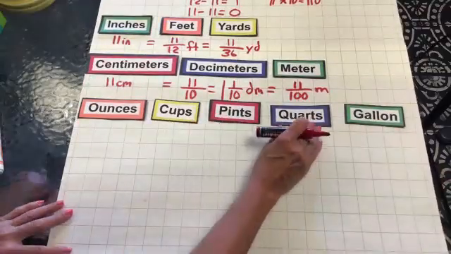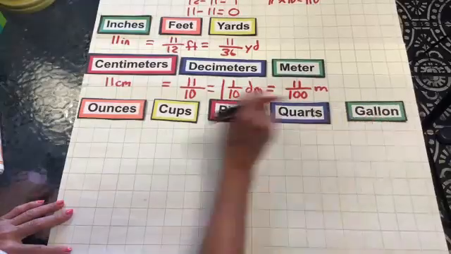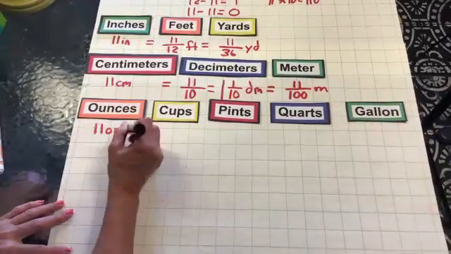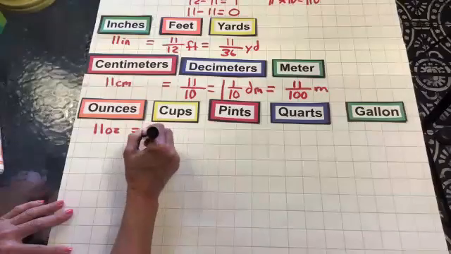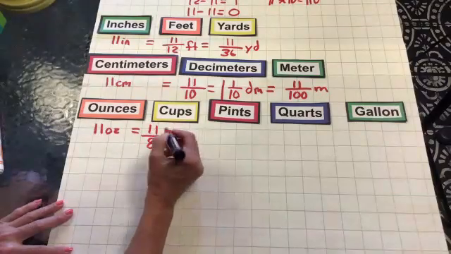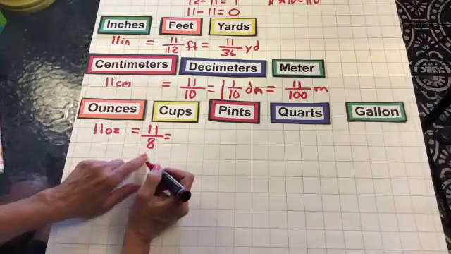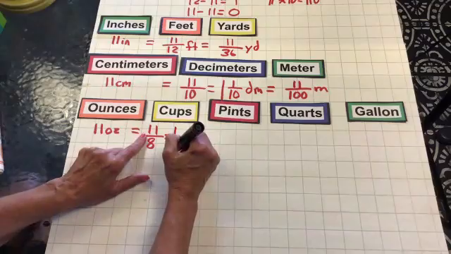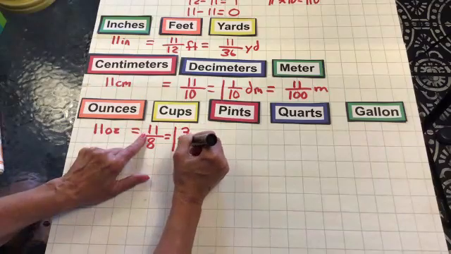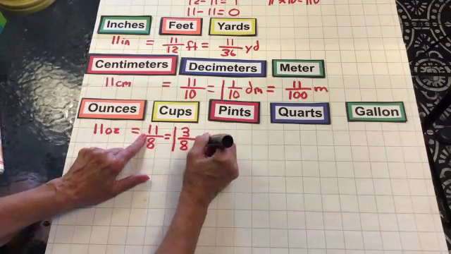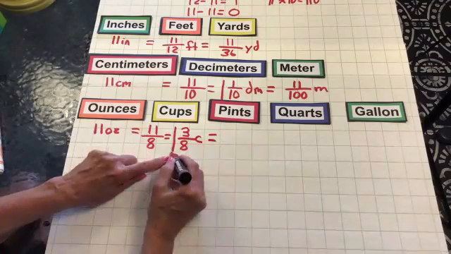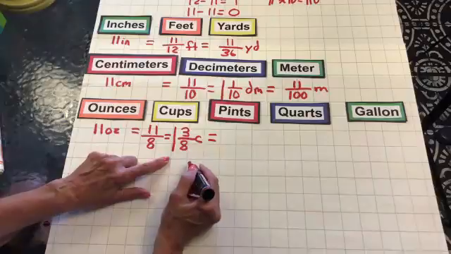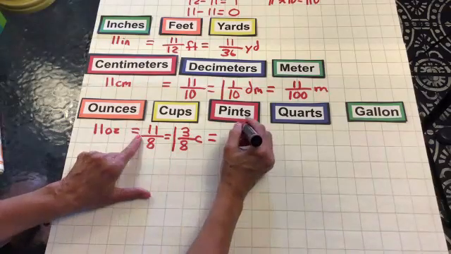All right. So again, we're going to see what we come up with here. So we have 11 ounces, which equal 11 out of 8. Wow. So that means if I take 8 away from 11, I have 1 whole with 3 left over the 8. So that means I have 1 whole cup and 3/8 of a cup. 1 3/8 of a cup. All right, let's move on.